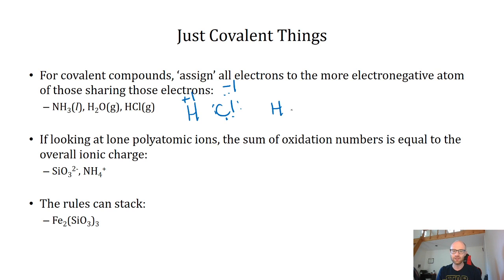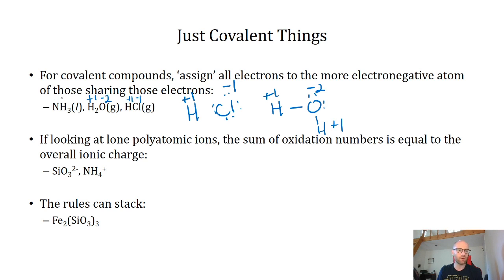For water, same thing. If we assign both the electrons to the oxygen, the more electronegative one of the 2, what we get is that each hydrogen is a +1, the oxygen is a -2, so that still adds up to 0.